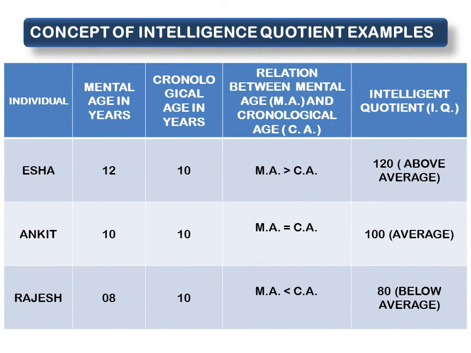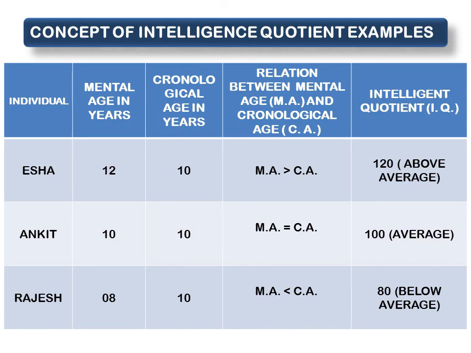For example, if an individual named Isha has a mental age of 12 years and a chronological age of 10 years, then the relationship between her mental age and chronological age is that mental age is greater than chronological age, and her IQ is 120, that is above average. If another individual named Ankit has a mental age of 10 years and a chronological age also of 10 years, then mental age is equal to chronological age. Then his IQ is 100, that is average.